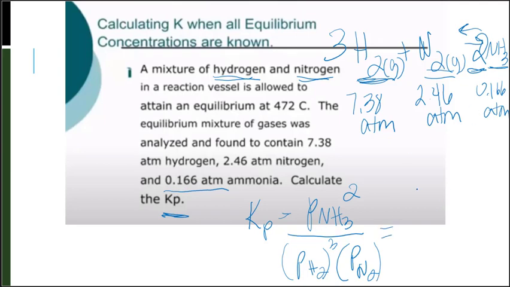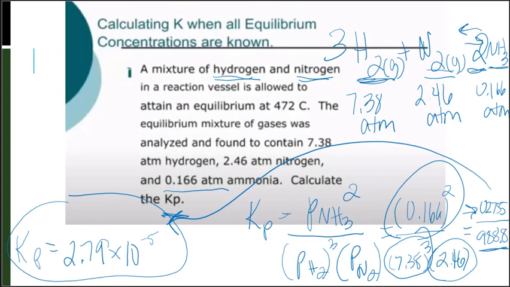My pressure of NH3 squared, so 0.166, this is all in atmospheres, over my pressure of hydrogen, 7.38, that's cubed, times N2.46. Now this number is less than 1, 0.0000279. Let's go back to look at what that means.